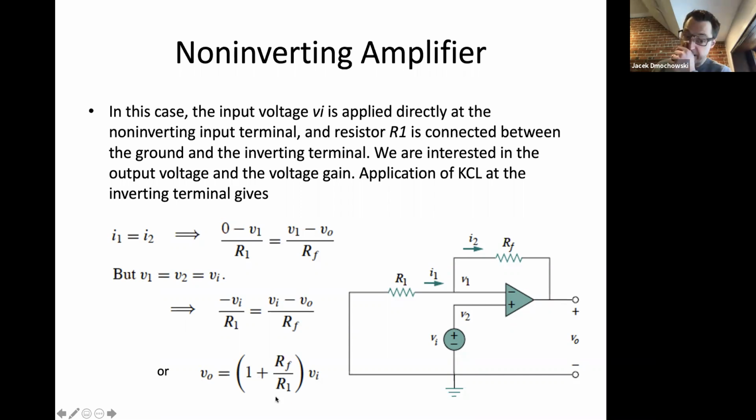So remember that resistors are always positive, right? There's no such thing as a negative resistor, a negative resistance rather. And so the value in parentheses here is always going to be positive. So no matter what the value of these two resistors, the gain of a non-inverting amplifier is always going to be positive, which is why it's called a non-inverting amplifier, because it does not invert your input voltage.